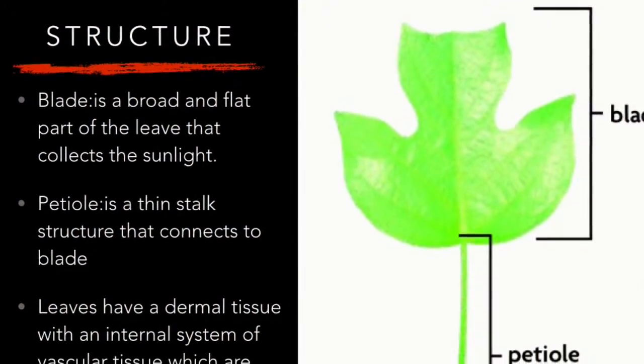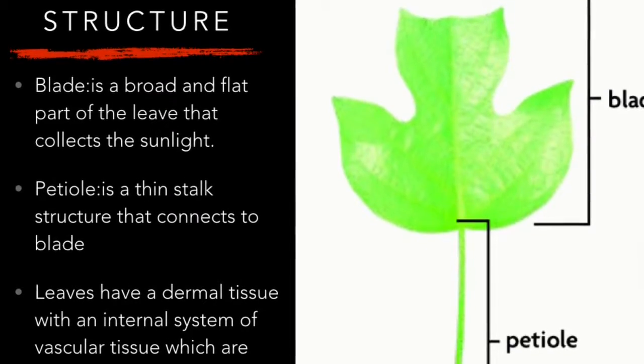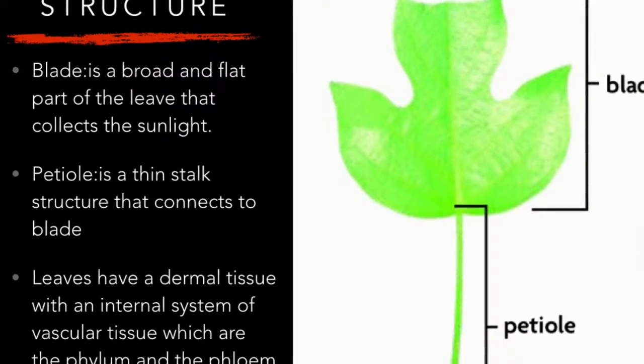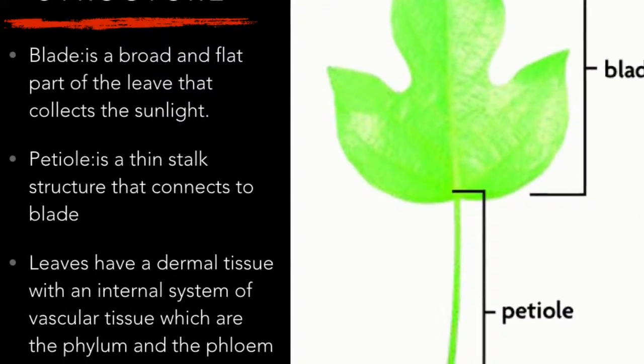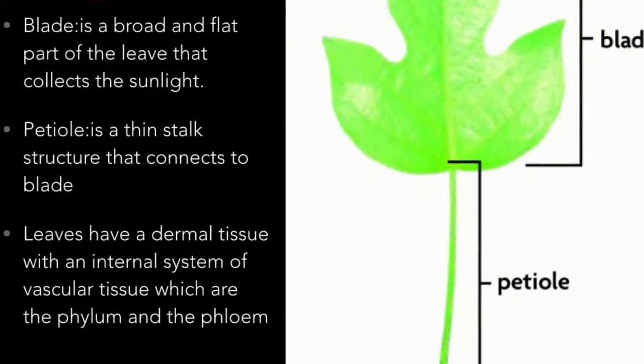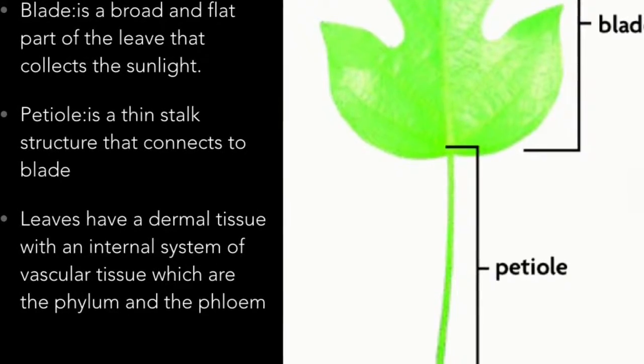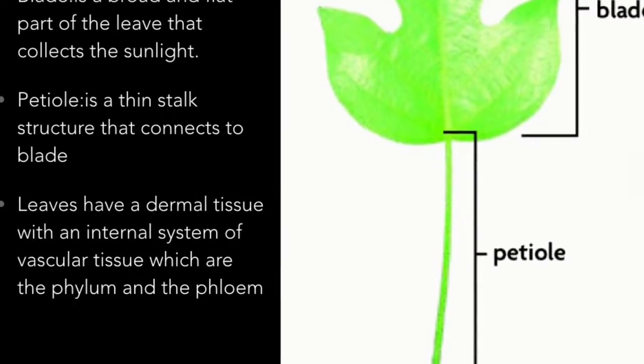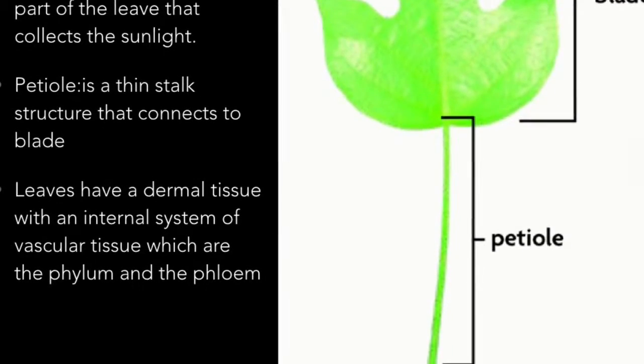Structure. The leaf is divided into two parts, the blade and the petiole. The blade is a broad, flat part of the leaf that collects all the sunlight. The petiole is a thin stalk structure that connects to the blade. Leaves have a dermal tissue with an internal system of vascular tissue, which are the xylem and the phloem.